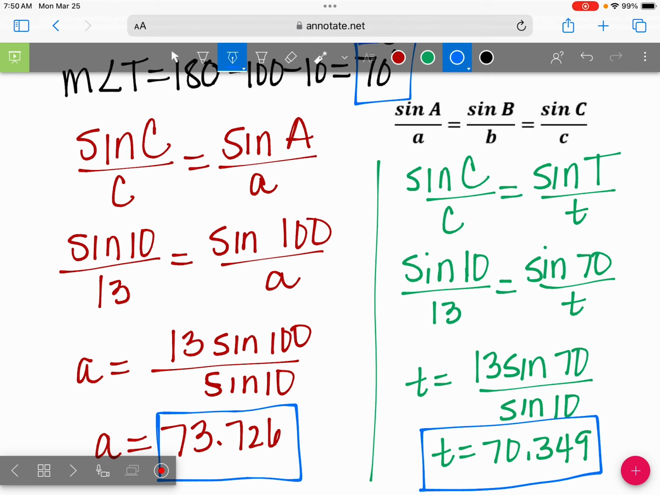That's what I got. Yep. I didn't get that because that's a 10. Because it was 100. You subtracted 13. But the setup is right. But for angle T, it was 100. It was 180 minus 100 minus 10. You did minus 13. Yep.